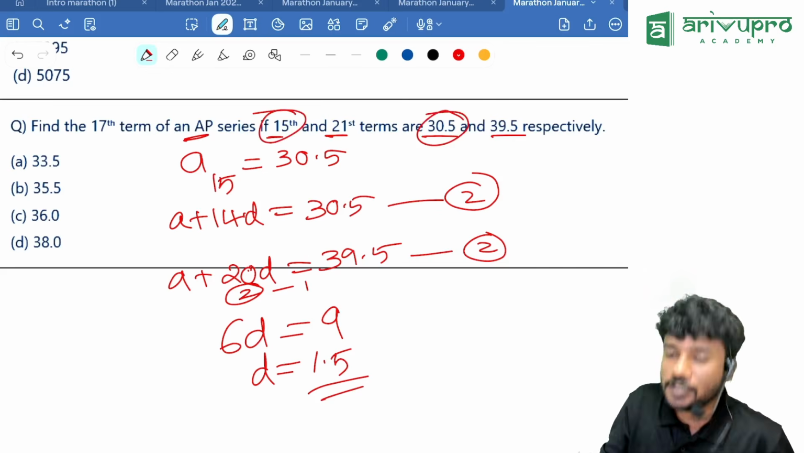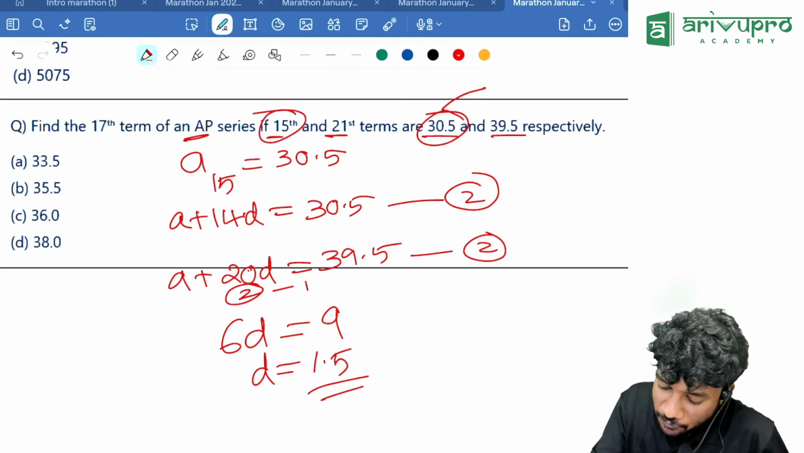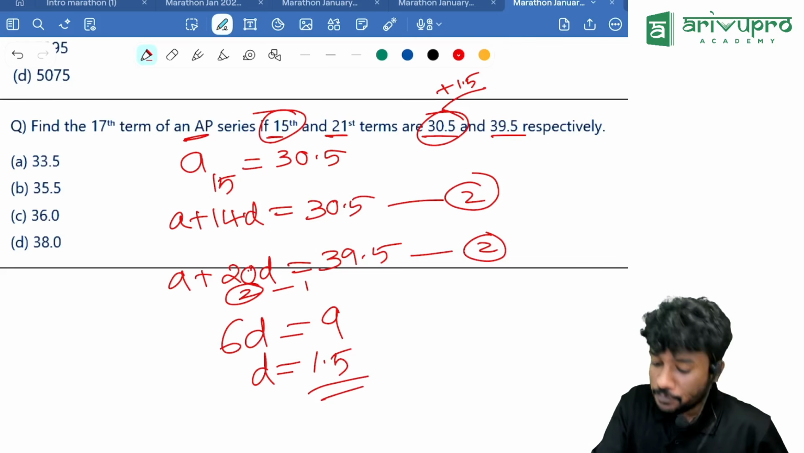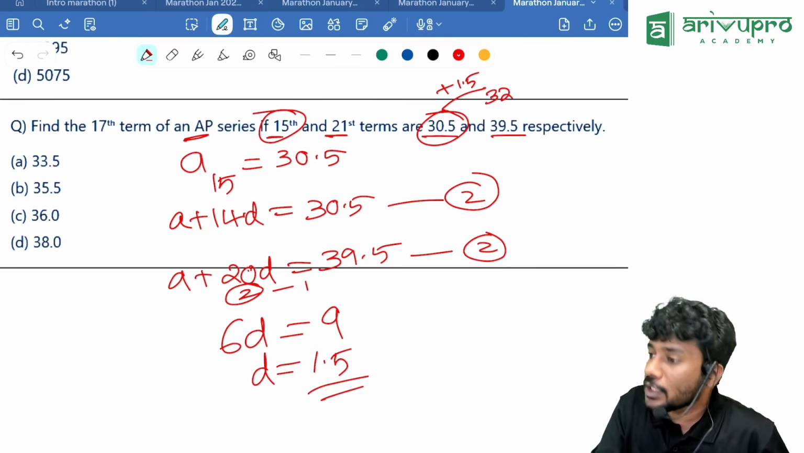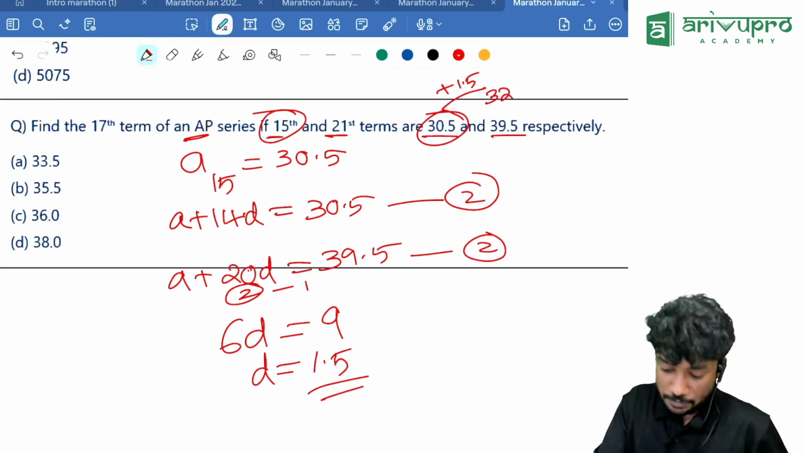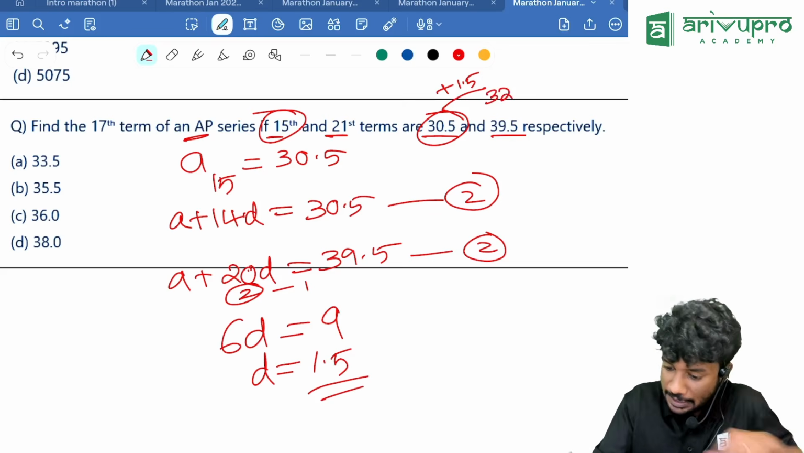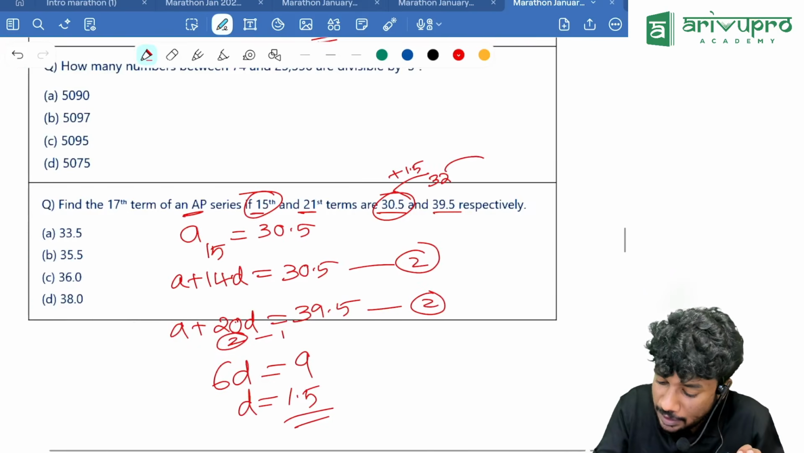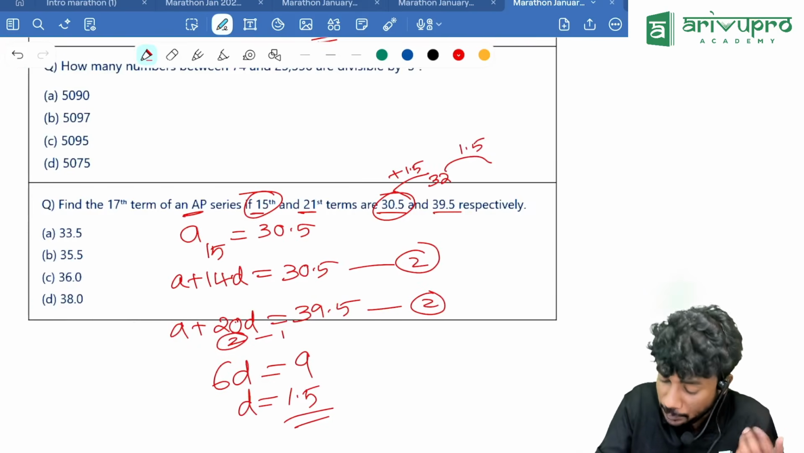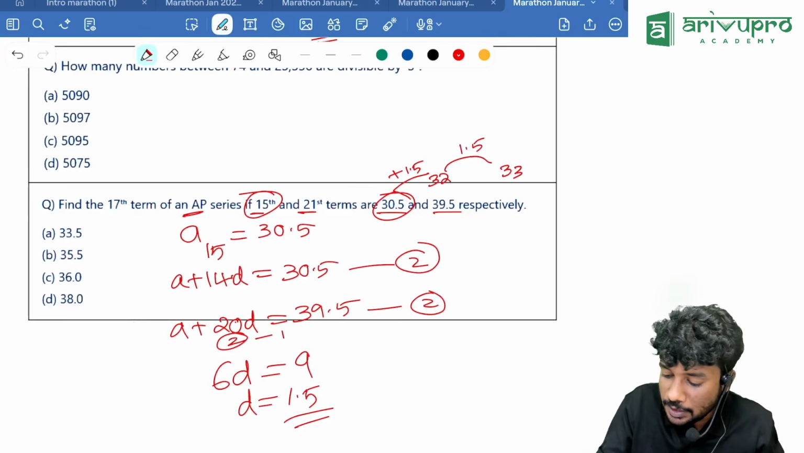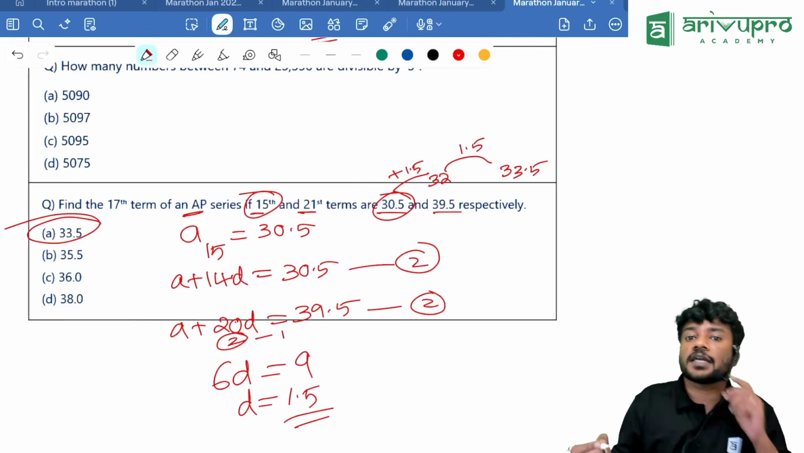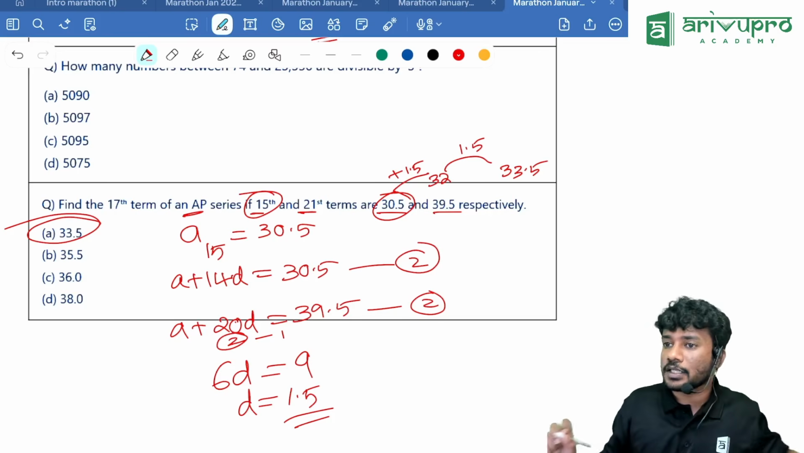People, you have the 15th term. 15th term is how much? 30.5. Then, with that you add 1.5. How much you are getting? That is 32. 32 is the 16th term. Yes, 16th term. Then we need to find the 17th term by adding one more 1.5. How much is the answer? 33.5. Option A is your answer. Use calculator to get the answer.